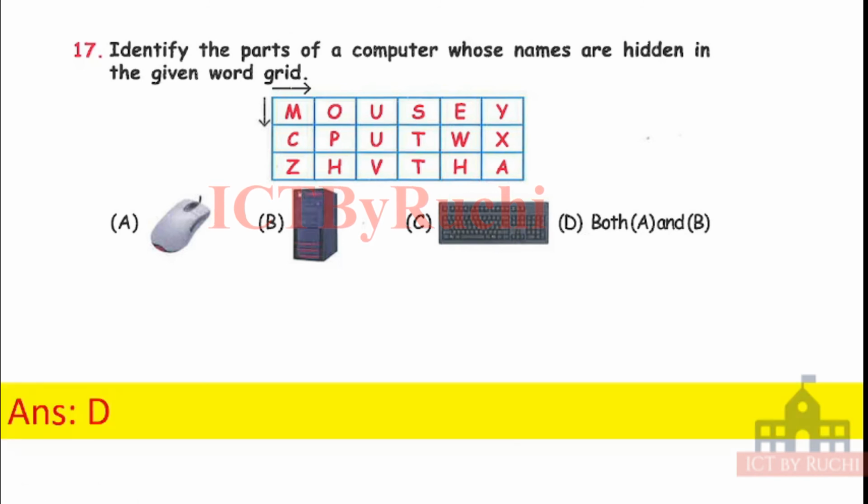Answer is D, both A and B. As you can see, mouse is here and CPU is in the second line, mouse is in the first line. So let's start the next question.